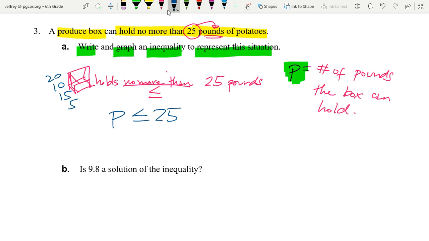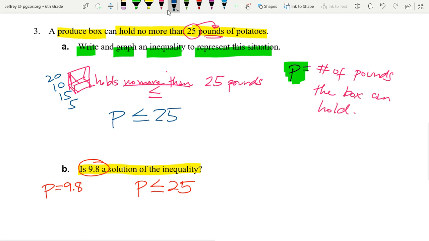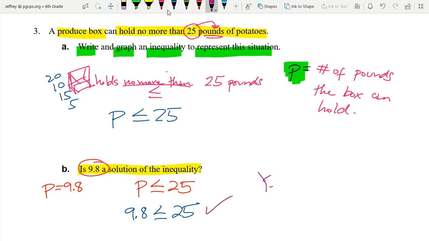Let's do number 3B. Is 9.8 a solution to our inequality? And it's obviously yes, because our inequality is P is less than or equal to 25, and we're given the value of P is equal to 9.8. So substitute the value: is 9.8 less than or equal to 25? And the answer is obviously yes. So 9.8 is a solution of our inequality. So hopefully this helps.